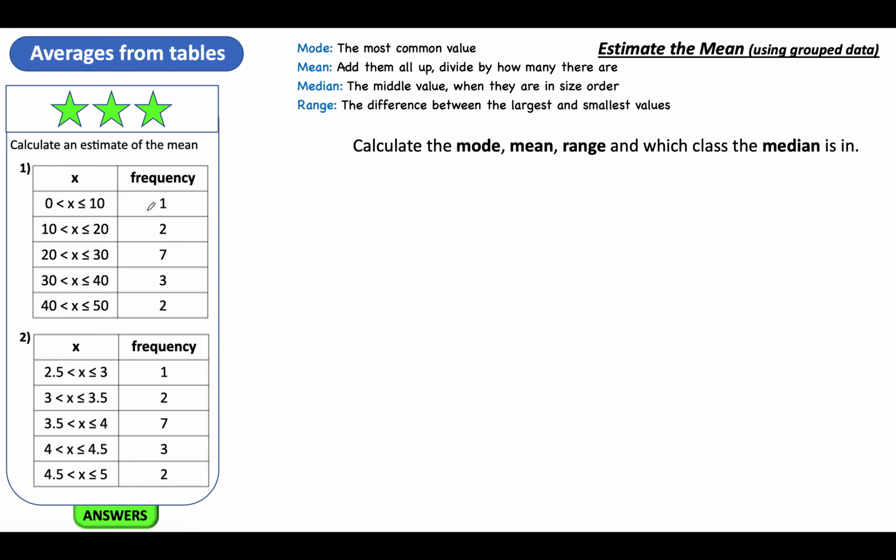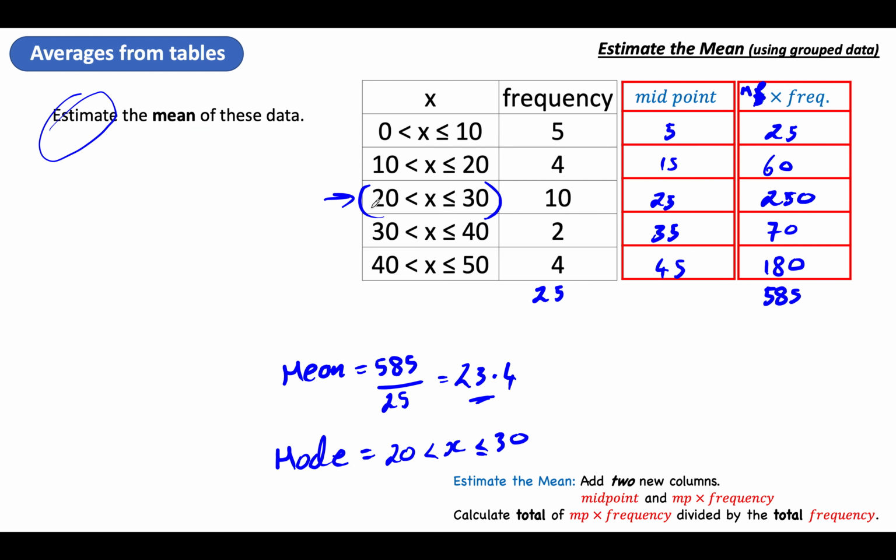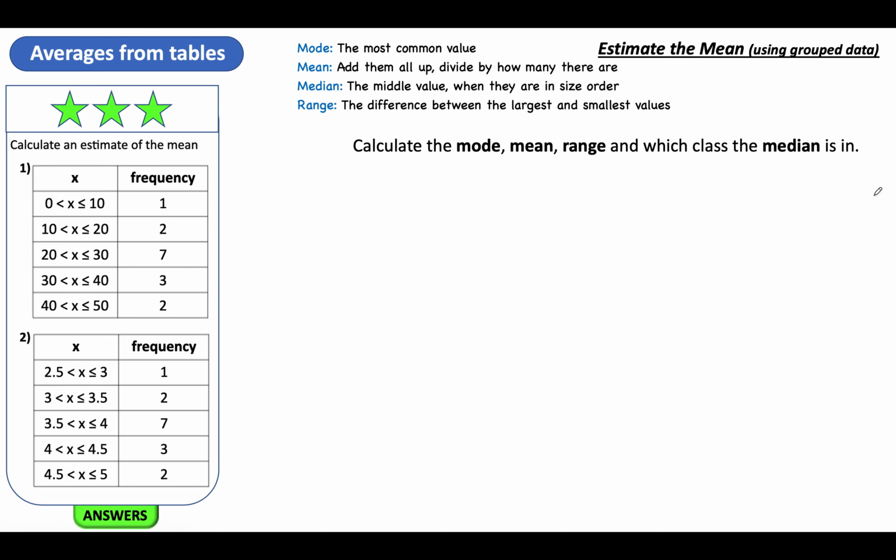So that's nice and easy. The range, you take away the smallest from the biggest. So again, my range on this one would be you take the upper value of the biggest class, that's 50, and take away the smallest value of the lowest class, because those are the 2 extreme values I could have. So the range in this case would actually be 50. Then the median, just like you've done before, you find out which class it's in. So find the position, total the frequency, add 1, divide by 2. That gives you the position, and then find out which class it's in. And then, just like the mode, you write down the class as it's written there.